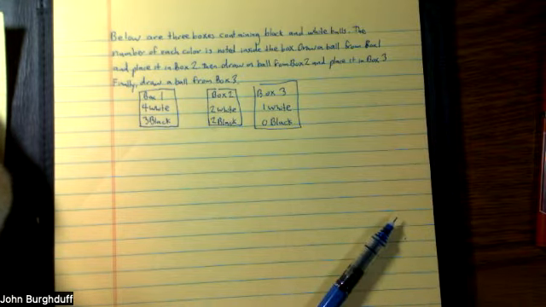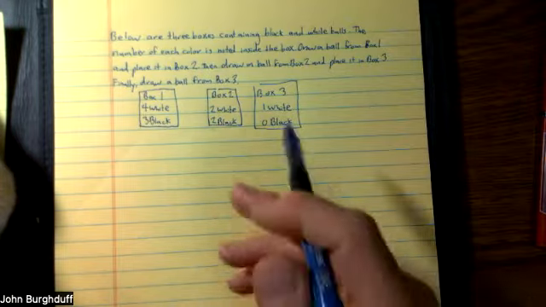Below are three boxes containing black and white balls. The number of each color is noted inside the box. Draw a ball from box 1 and place it in box 2. Then draw a ball from box 2 and place it in box 3. Finally, draw a ball from box 3.